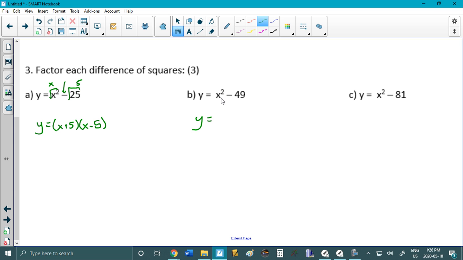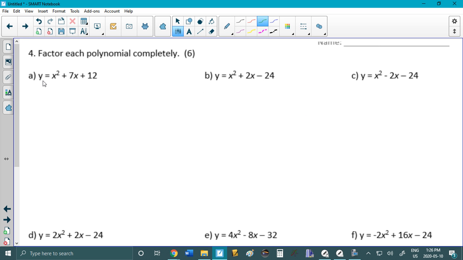Next one, again, two terms that are subtracting. The square root of x squared is x, and the square root of 49 is 7, so plus 7 minus 7. Same deal here, except this time we have x plus 9 and x minus 9 because the square root of 81 is 9.